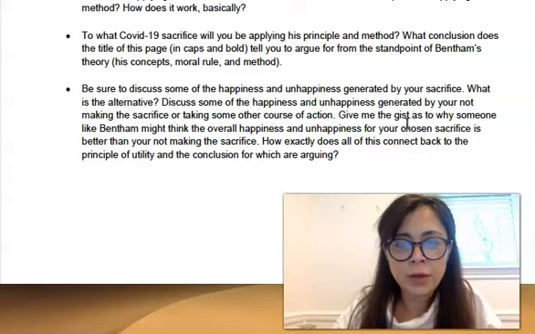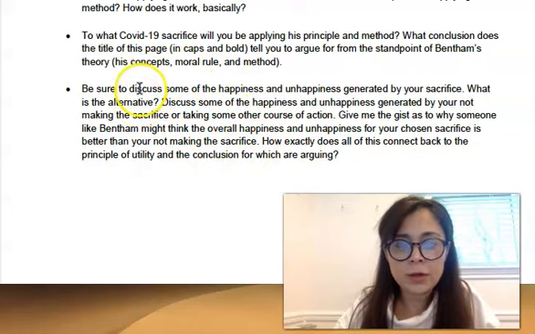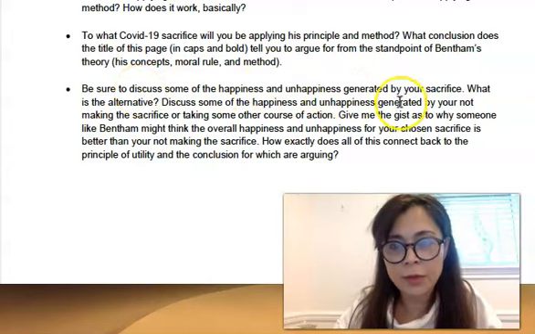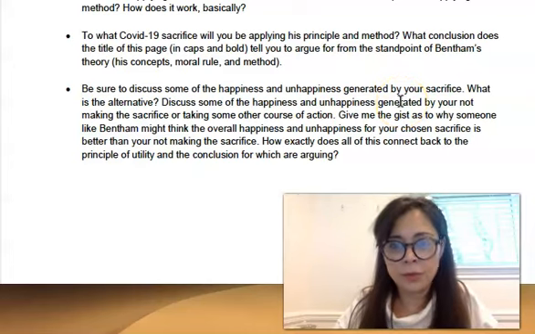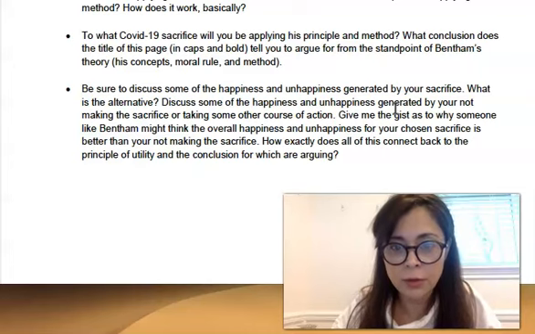So give me the gist as to why someone like Bentham might think the overall happiness and unhappiness for your chosen sacrifice is better than you not making the sacrifice. Okay, so again, incorporate keywords and phrases, so you can say, to signal, as I was saying, let's focus on some of the happiness or unhappiness generated by my sacrifice. And then you're going to say some of the happiness is, some of the unhappiness is, blah, blah, blah. Okay, just the gist, and yet be specific enough to where I can tell one outcome versus the other outcome, one consequence versus another consequence, possible, conceivable consequence, or consequence that you already know about.